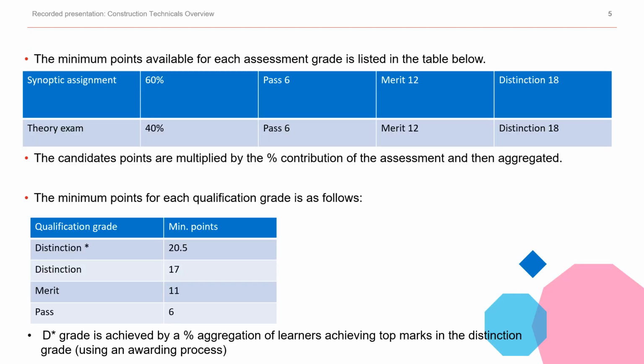So, for the qualification, as I said, you've got a synoptic assignment and then you've got a theory exam, and you can see there the kind of marks that are required in order to get a pass, merit or distinction for each of those. And then what happens is these points are multiplied by the percentage contribution of the assessment, and then they're aggregated. And then as you can see on the left hand side, you've then got pass, merit, distinction, distinction star for overall grades, and the associated minimum points marks that are required to achieve those particular overall outcomes for the qualification.